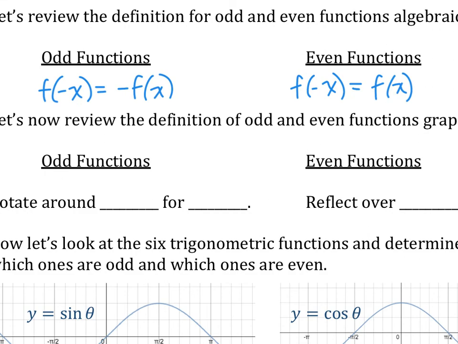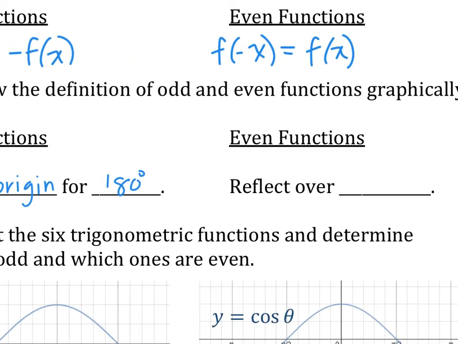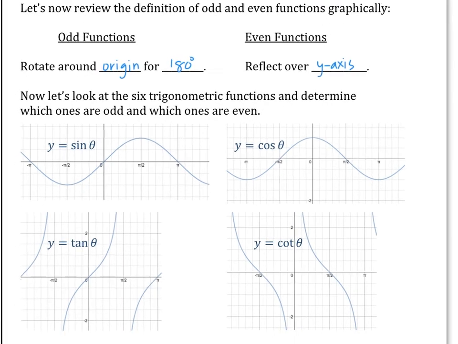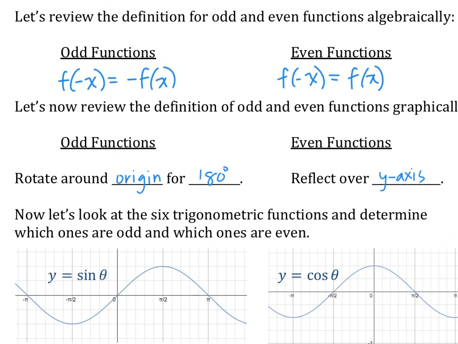How do you know something looks like an odd function? When you rotate 180 degrees around the origin. And then how do you know that it looks like even? When it reflects over the y-axis, yes, correct. So now I'm going to let you figure this out. You have 6 original trig functions. You're going to figure out which one is odd and which one is even by just looking at it.